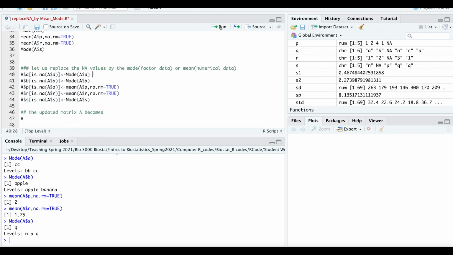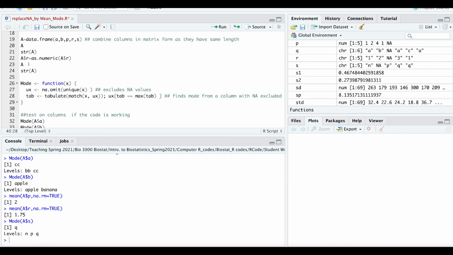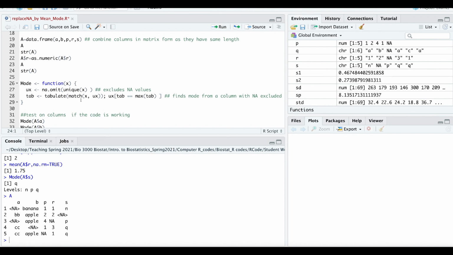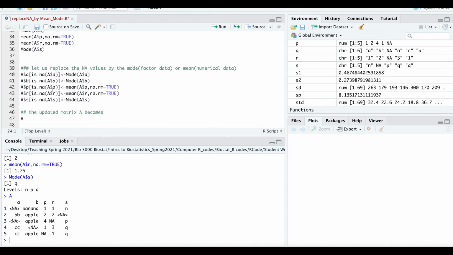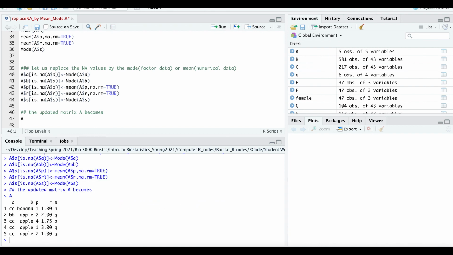Let me do that. Previously we had A like this, right? Previously A was like this, you see that? Now what we are doing is updating each of those columns to replace these NA values. In A, the first column is replaced by mode, and similarly the others. When I run this and type A, look at that. So everything is updated, all columns are updated here.